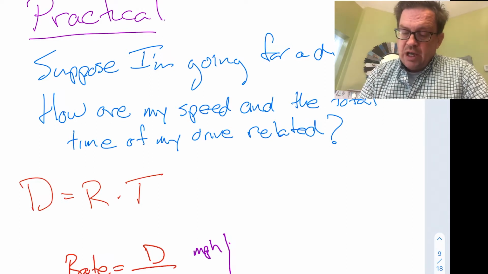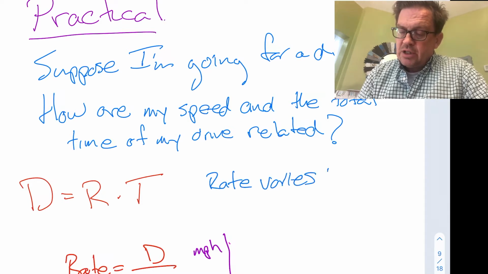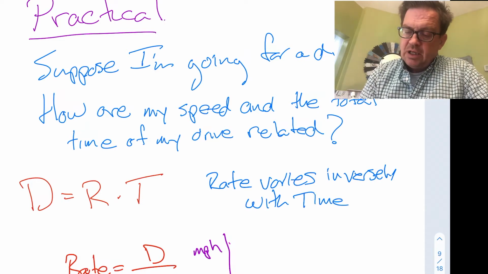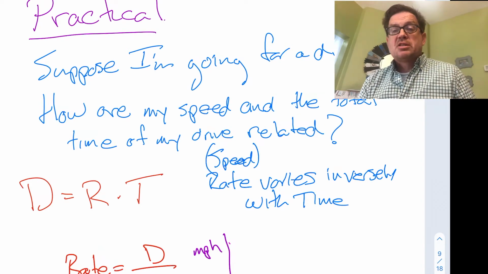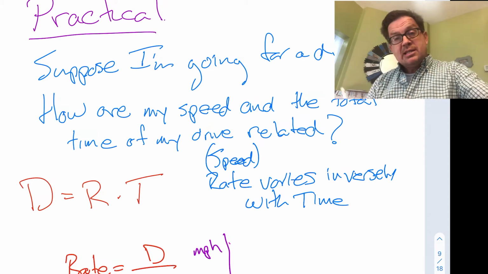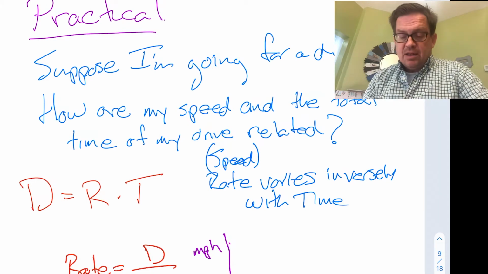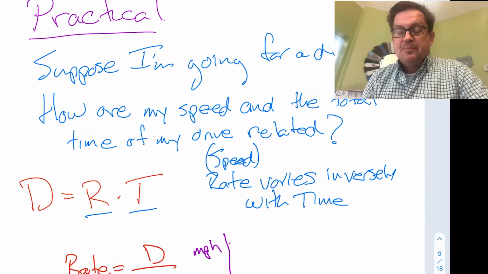So the rate varies inversely with the time it takes. My speed, or my rate, varies inversely with respect to the time. If I go faster, it takes less time. They go opposite. And the formula is just the constant equals the rate times the time.